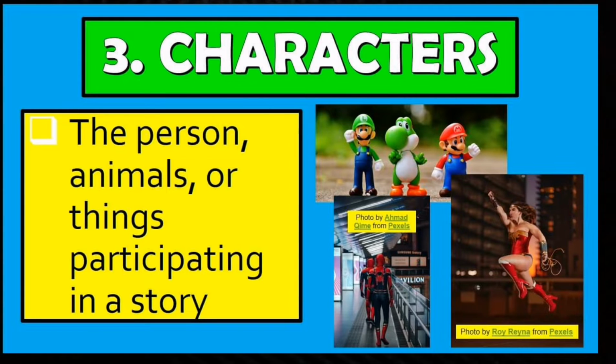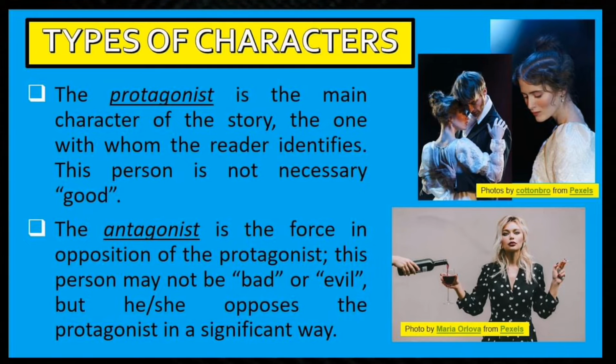Then, the third element is the characters. So characters are the persons, animals, or things participating in the story. So this one is very easy. And characters are classified into two. We have the protagonist and the antagonist.